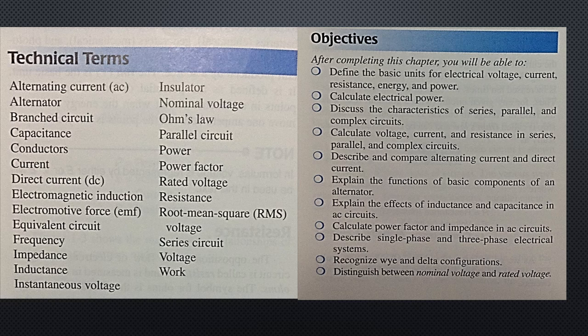The objectives for this chapter are to define the basic units for electrical voltage, current, resistance, energy, and power; calculate electrical power; discuss the characteristics of series, parallel, and complex circuits; calculate voltage, current, and resistance in series, parallel, and complex circuits; describe and compare alternating current and direct current; explain the functions of basic components of an alternator; explain the effects of inductance and capacitance in AC circuits; calculate power factor and impedance in AC circuits; describe the single-phase and three-phase electrical systems; recognize Y and delta configurations; and lastly, distinguish between nominal voltage and rated voltage.